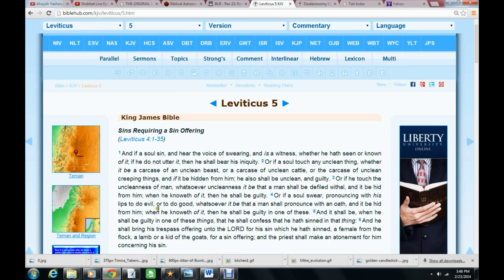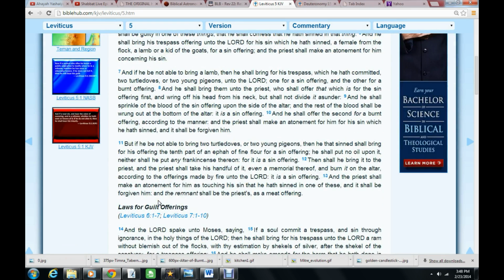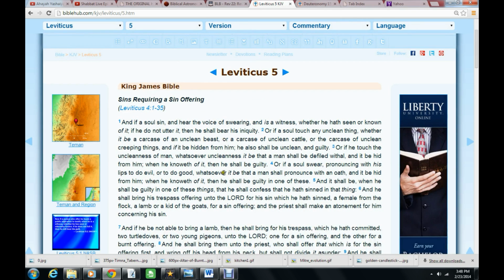So sins requiring a sin offering. So Leviticus 5, sins requiring a sin offering. And if a soul sin and hear the voice of swearing, and is a witness, whether he hath seen or known of it, if he do not utter it, then he shall bear his iniquity. Or if a soul touch any unclean thing, whether it be a carcass of an unclean beast, like pork, shrimp, lobster, all that stuff, or a carcass of an unclean cattle, or the carcass of unclean creeping things, and if it be hidden from him, he also shall be unclean and guilty.